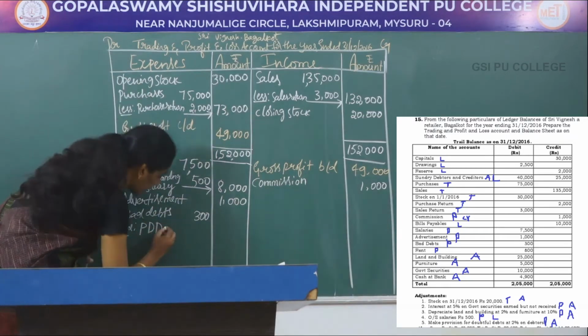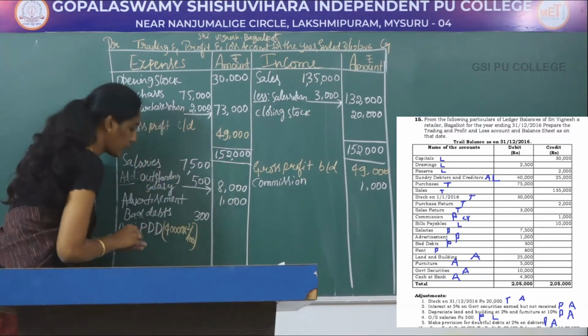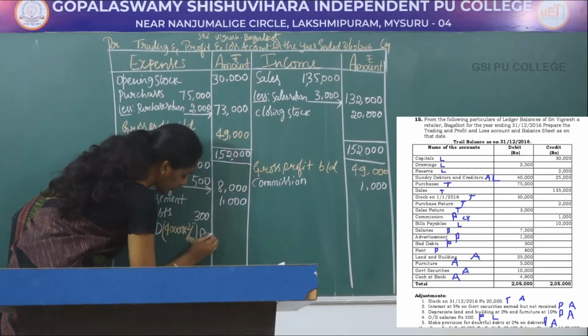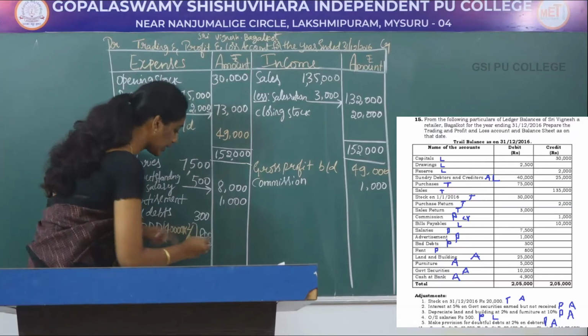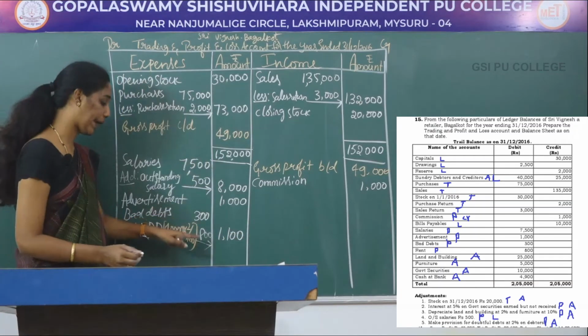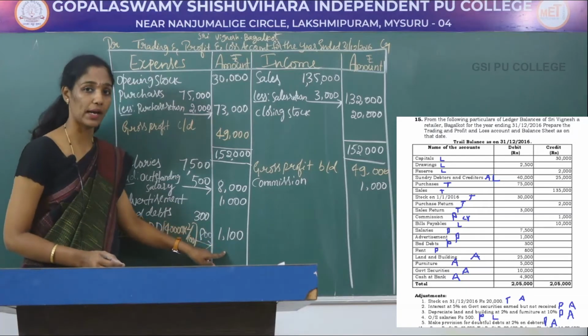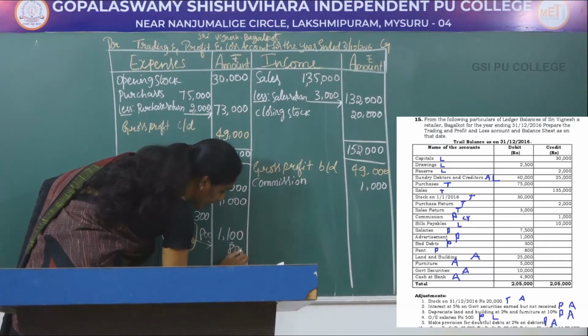So you have to calculate 40,000 into 2 divided by 100. You will get 800. So now you have to add bad debts and PDD together. You will get 1,100. 300 rupees plus 800, you will get 1,100 rupees. The next, rent. The amount of rent is 800.